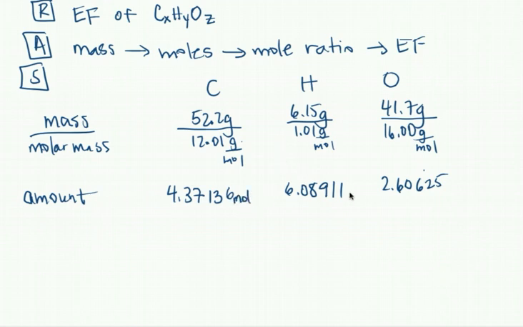So now I want you to make a comparison. Which one has the lowest amount here? Oxygen's the lowest amount. So we're going to make oxygen 1, and then if there's 1 oxygen, how many of the other ones will there be? We do that by dividing out the lowest one. I'm dividing it all here.